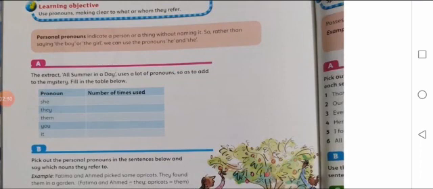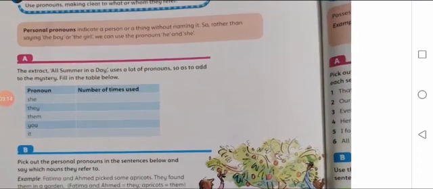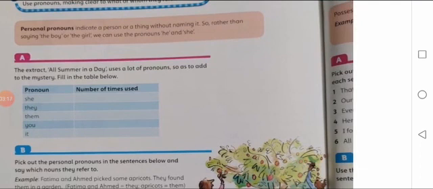Come on, A part. A part is the extract "All Summer in a Day". This is a comprehension passage that is on previous pages. It uses a lot of pronouns, so as to add to the mystery, fill in the table below. Now a table is given, and one column is pronouns and the second column is number of times used. So you have to read this text, and find these pronouns which are personal pronouns, and see how many times these pronouns are used in the text.